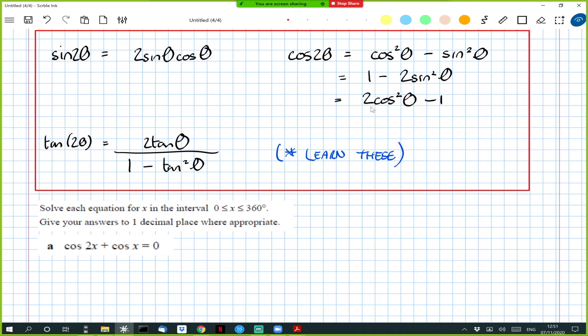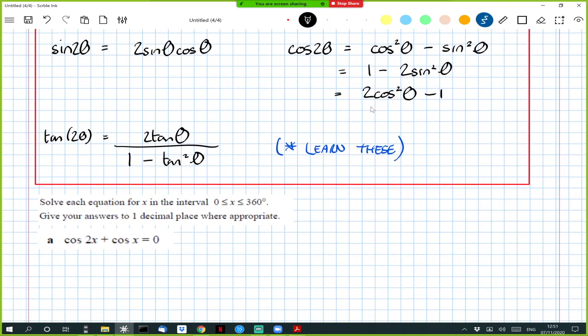Cos of 2x is 2 cos squared x minus 1, because we end up with just an expression with cos x in it, which is what we want. We want to be able to solve it. So expanding cos of 2x to get 2 cos squared x minus 1 plus cos x equals 0.